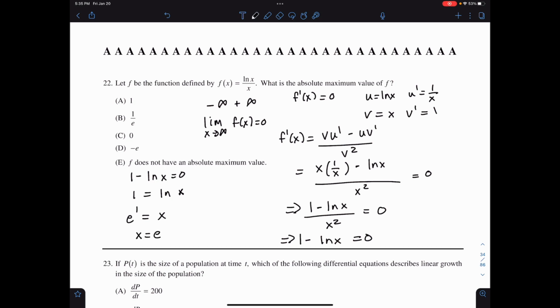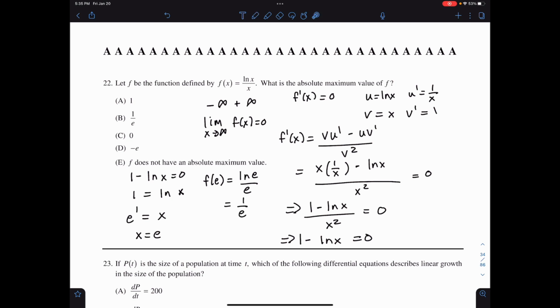And this is when the critical point occurs. So now I take this x equal to e and I plug it back into my f of x equation and I find out what that value actually is, right? What the y value is. So f of e is equal to ln of e all over e. Natural log of e is just 1. So this is equal to 1 over e.